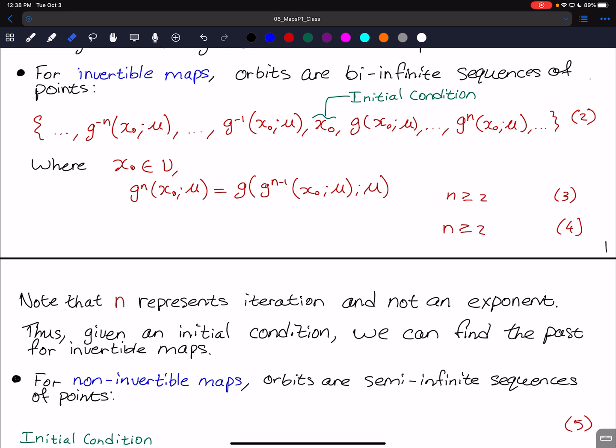And the same thing with the inverse. When we have g to the minus n of x0 mu, this is equal to g, the inverse of g applied to the minus n plus 1 iteration.